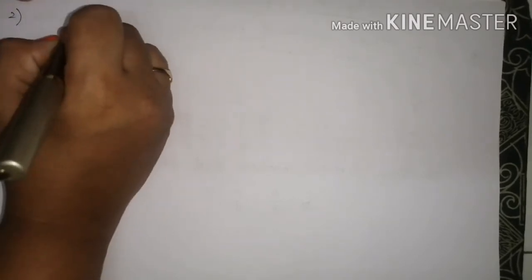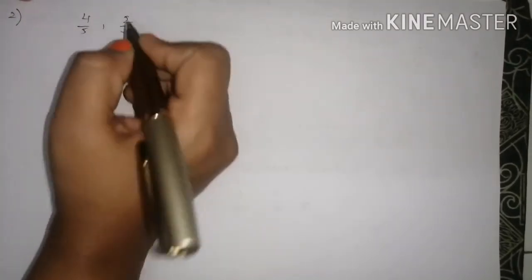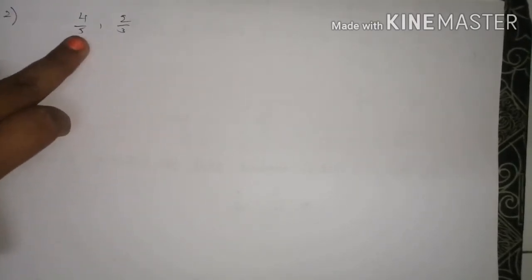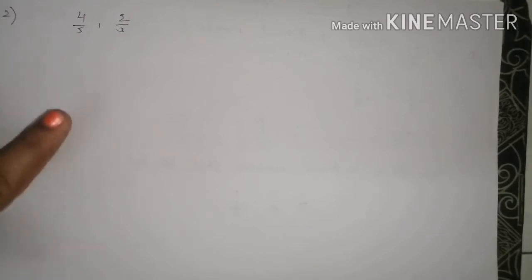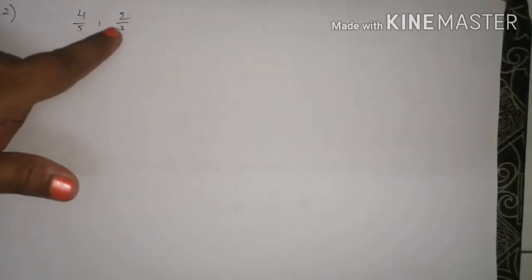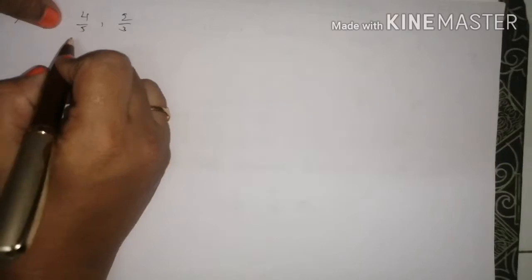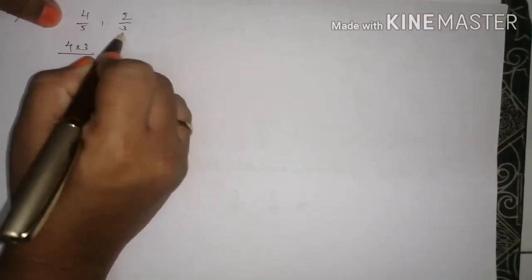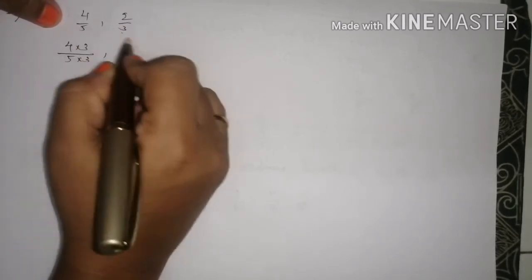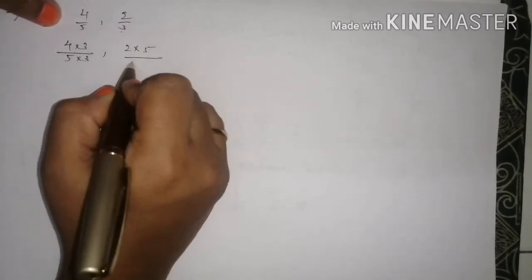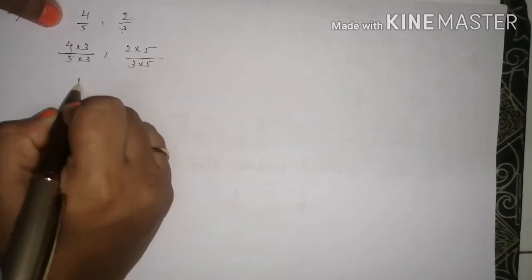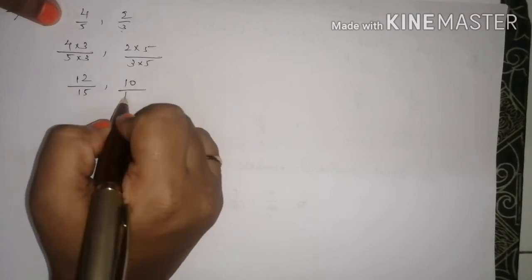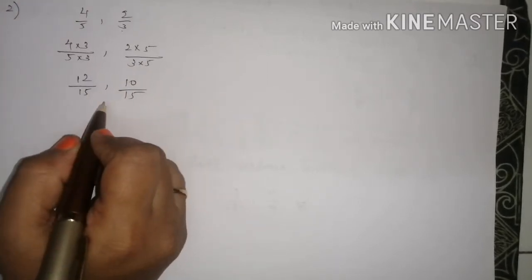Second one is 4 upon 5 and 2 upon 3. Again we have to find three rational numbers lying between these two numbers. The problem, children, is that in the first sum the denominator was the same, but here the denominators are not the same, so we have to make the denominator the same. So I'll cross multiply: 4 multiplied by 3, 5 multiplied by 3, and 2 multiplied by 5, 3 multiplied by 5. So this will be 4 3s are 12, 5 3s are 15, 2 5s are 10, and 3 5s are 15. Now the denominator has become the same.